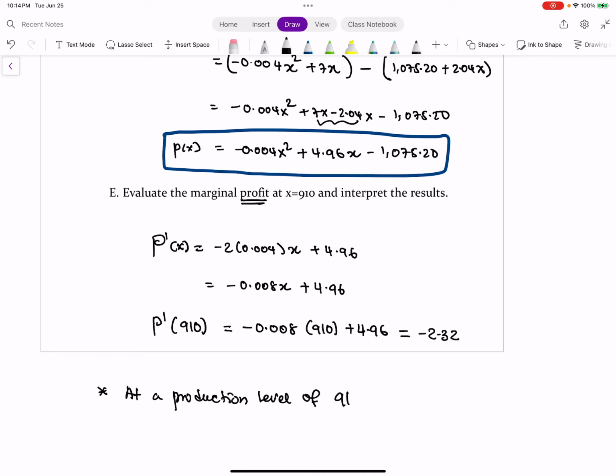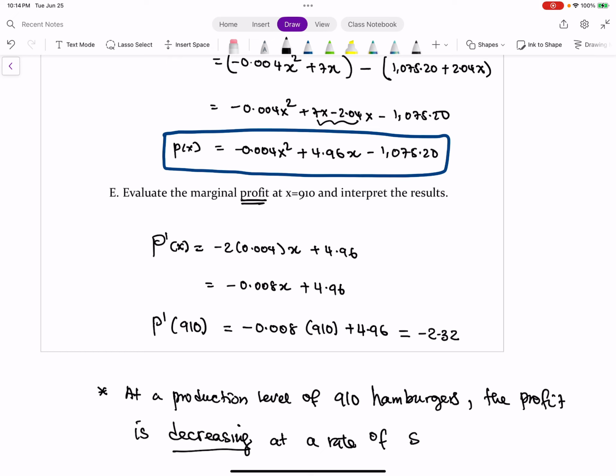The negative tells you that at a production level of 910 hamburgers, right, the profit is decreasing, and this is important, at a rate of 2.32 per hamburger. So anyway, the company is losing money according to this selling price.